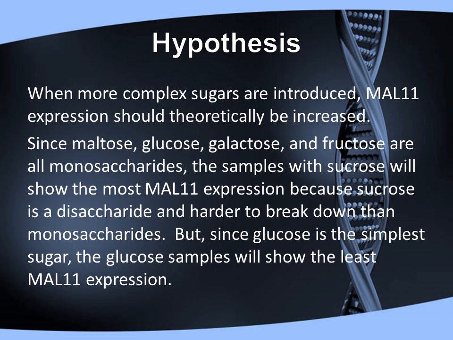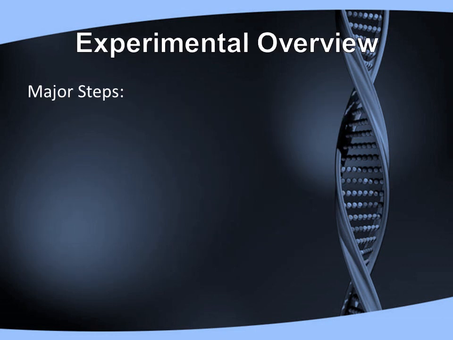Since maltose, glucose, galactose, and fructose are all monosaccharides, the samples with sucrose will show the most Mol11 expression because sucrose is a disaccharide and harder to break down than monosaccharides. But since glucose is the simplest sugar, the glucose samples will show the least Mol11 expression.